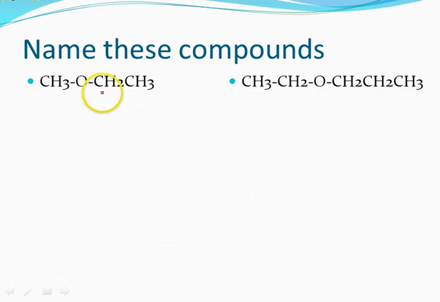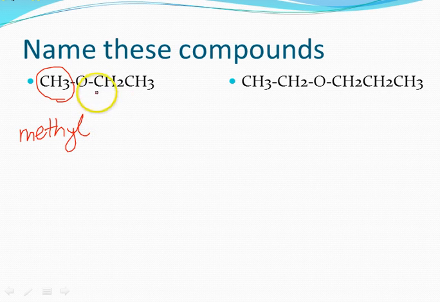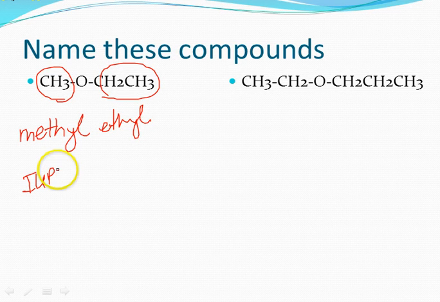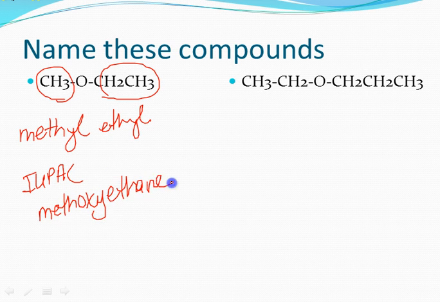We have CH3O, CH2, CH3. What's this group? Methyl. What's this group? Methyl. So we could call this ethyl methyl ether, but what would the IUPAC name be? Hold on. Methoxyethane. Yes? Okay.